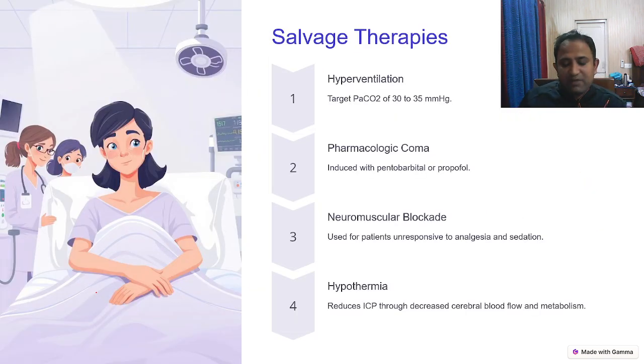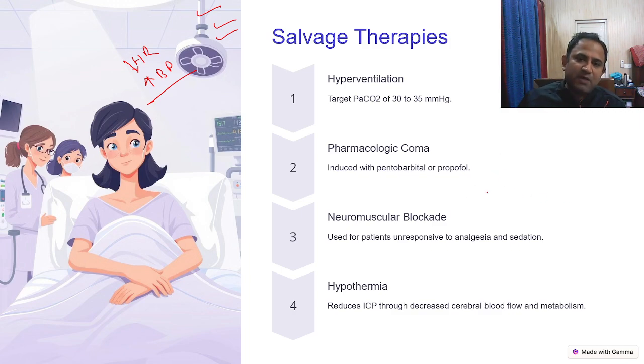Okay, now these are the salvage therapies. Despite your head elevation, temperature management, and cerebral decongestive therapy, still you find that the patient manifests features of increased BP and decreased heart rate. So what are the other solutions that you may try? You have to go all out by then.